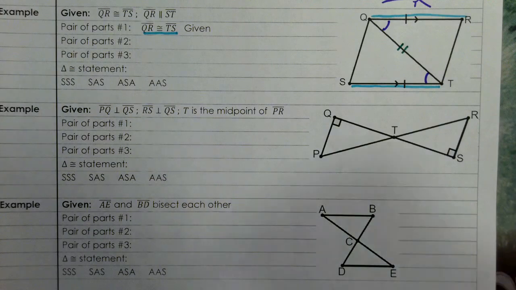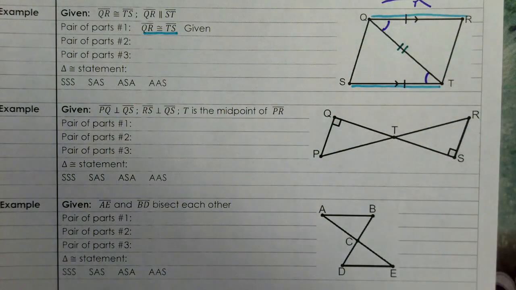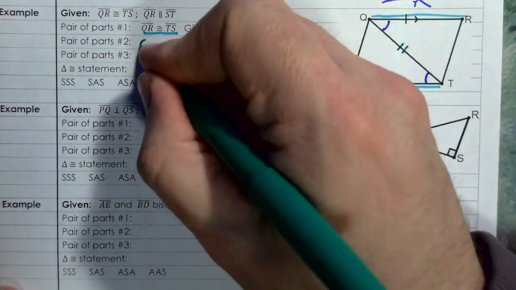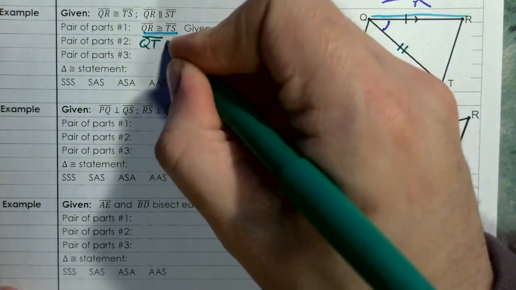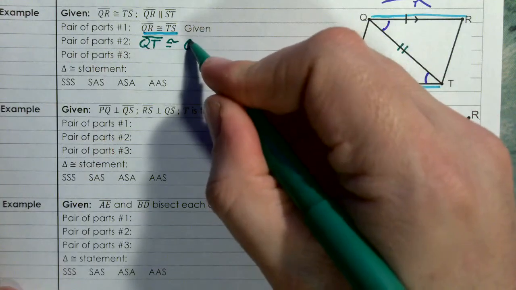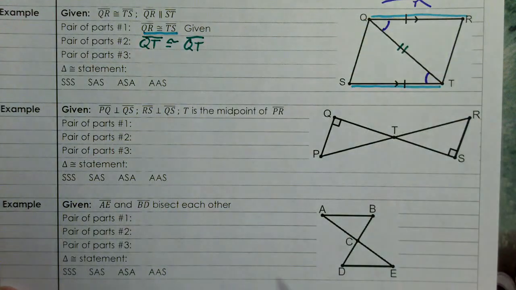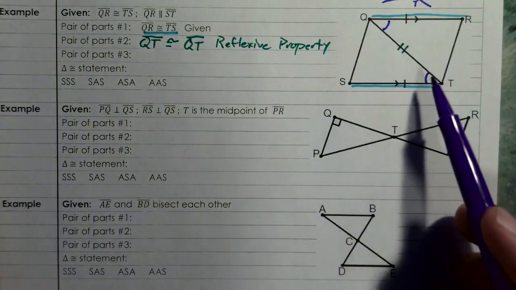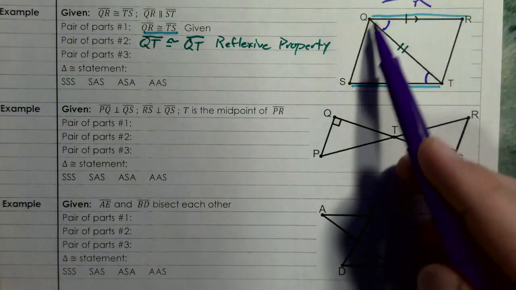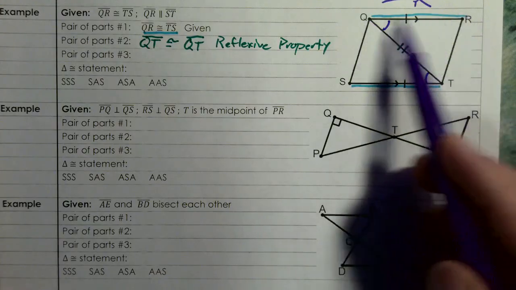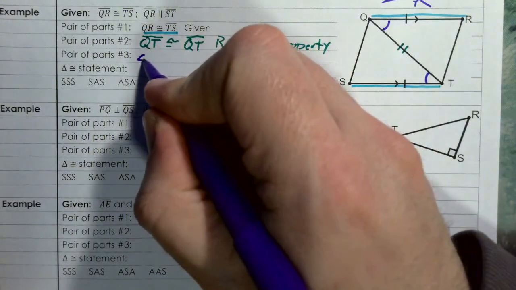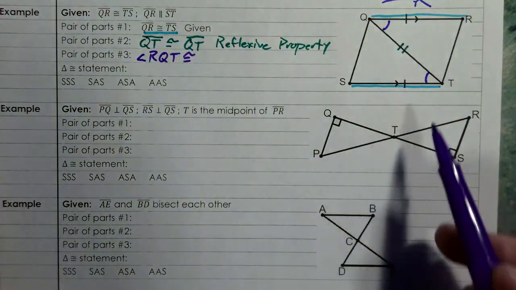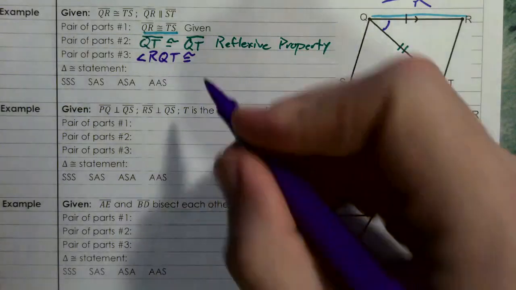Great, so I just got to fill that in. I'm going to start with this side. QT has got to be congruent to QT. And I could do that thanks to the reflexive property. And then I need this angle down here. It's kind of a confusing angle, so I'm going to need 3. So RQT has got to be congruent to STQ.